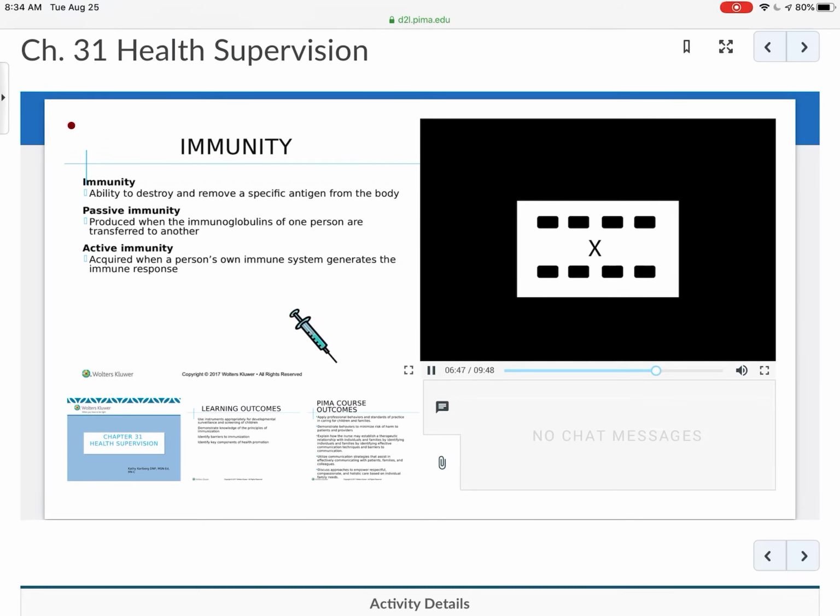And then this chapter goes a little bit into immunity, so immunizations, the difference between passive and active, which you probably remember from microbiology maybe. But passive is when the immunoglobulins are transferred from one to the other, and then active is when you have your own antibodies. Active obviously lasts longer than a passive immunity would.